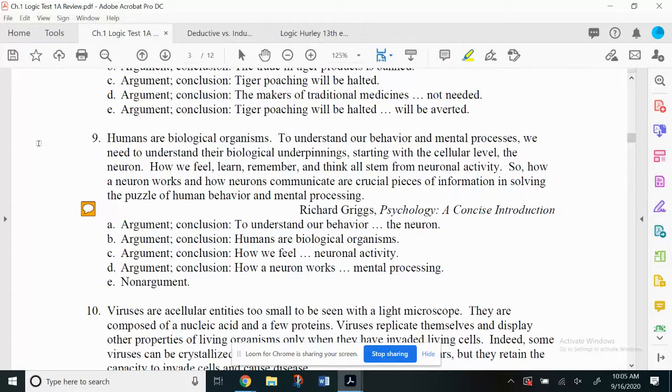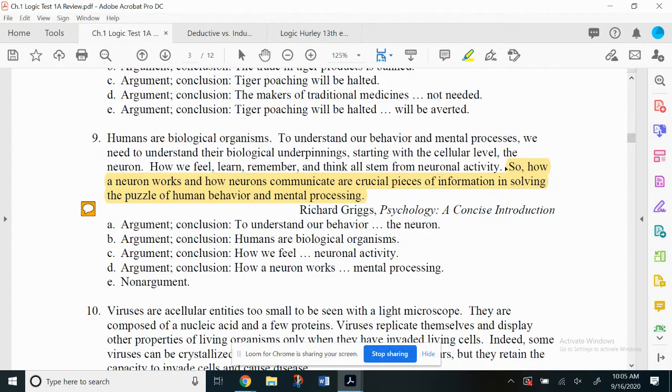9. Push pause, think about this, read it. How many of you got D? That's right, it is an argument. And you even have a word there which is a conclusion indicating word. So, thus, hence, therefore, as a consequence. So that is a really good giveaway.